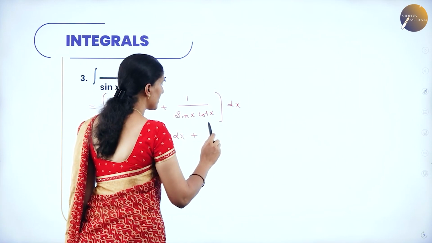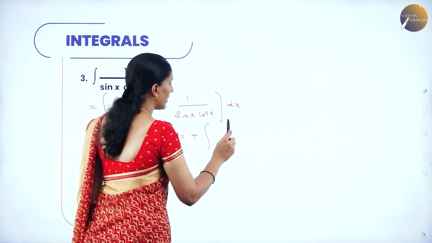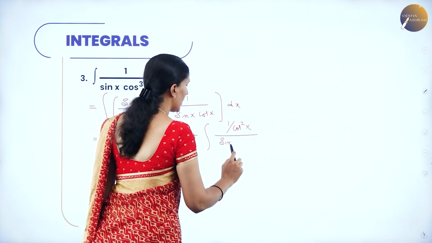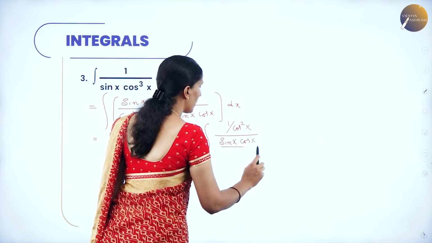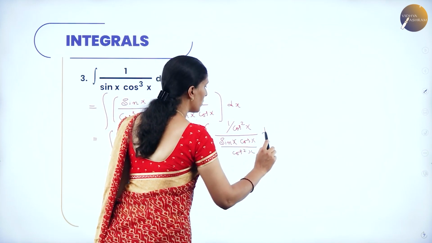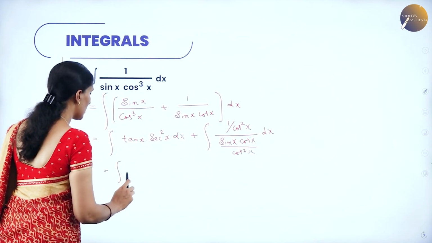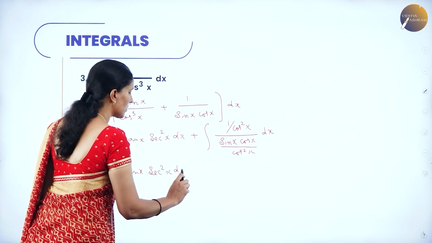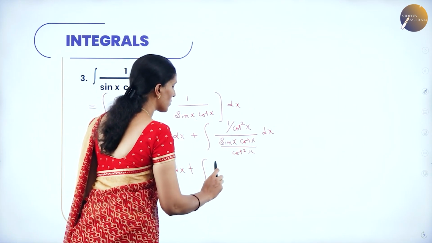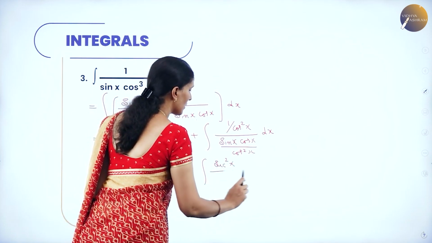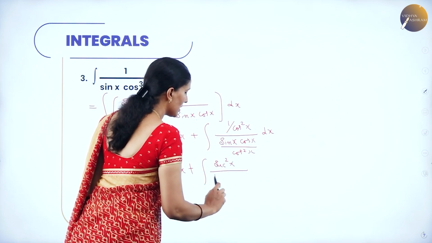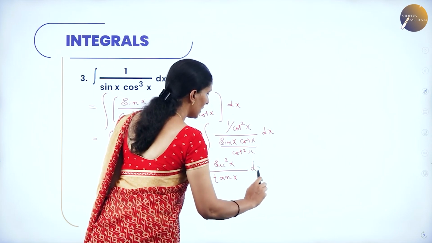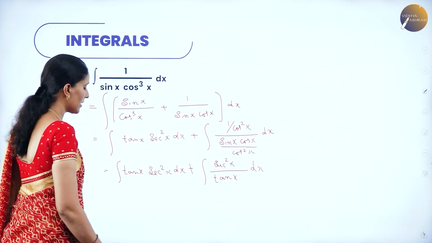And here again plus integral, divide both the numerator and denominator by cos square x. So this becomes sin x cos x divided by cos square x into dx. So what happens here? Integral of tan x secant square x dx plus integral of 1 over cos square x, which can be written as secant square x. Sin by cos can be written as tan x, and cos cancels, into dx.